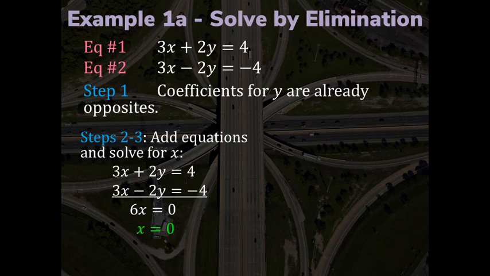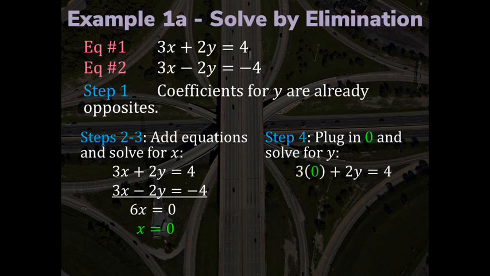So step 2, add the equations. Step 3, solve for one of the variables. Step 4, you're going to take the variable you got, plug it into either equation that you started with, and solve for the other variable. So you know that x is 0, so you're going to plug in 0 into either equation and solve for y. Let's use the first equation. 3 times 0 plus 2y equals 4. That 3 times 0 is gone. So you're left with 2y equals 4. Divide both sides by 2, and you get y equals 2. And remember, you should always express your answer as an ordered pair, (0, 2).